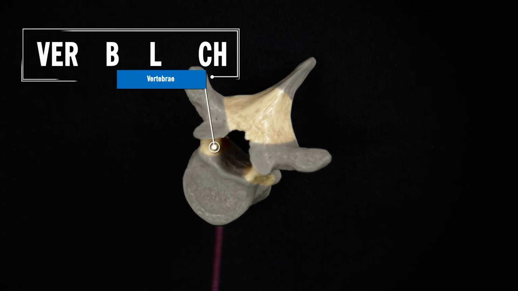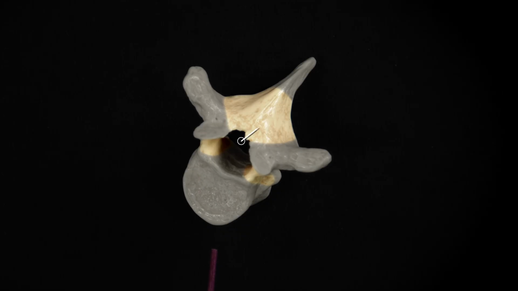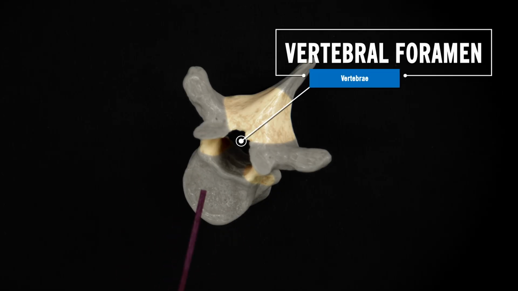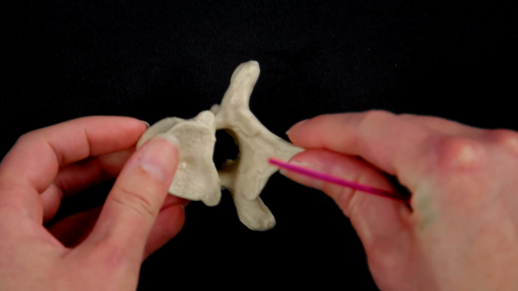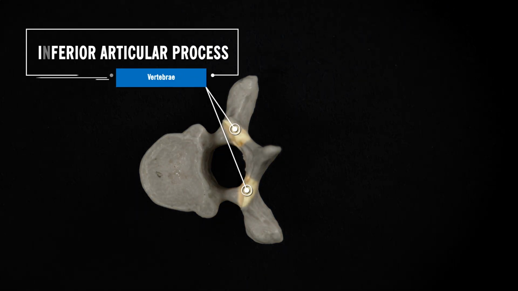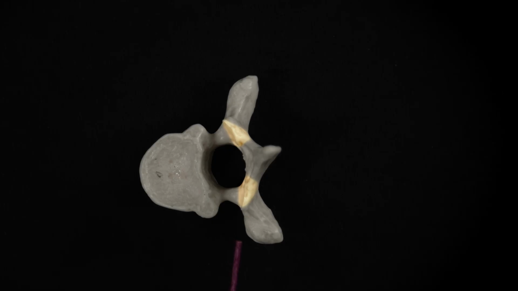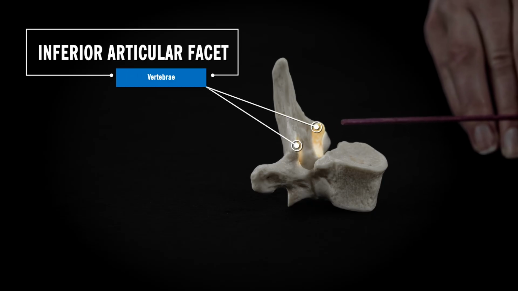Collectively, this circular portion is the vertebral arch. This vertebral arch helps make the vertebral foramen, which is the hole that the spinal cord travels through. Flipping the vertebrae over, we can see the inferior articular process, which is this whole protrusion here. And then the smooth surface would be the inferior articular facet.